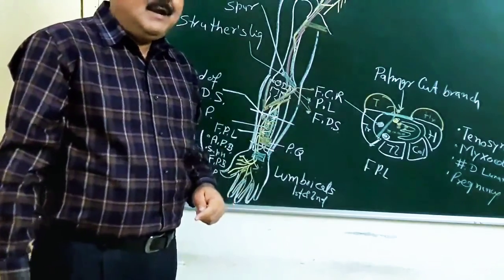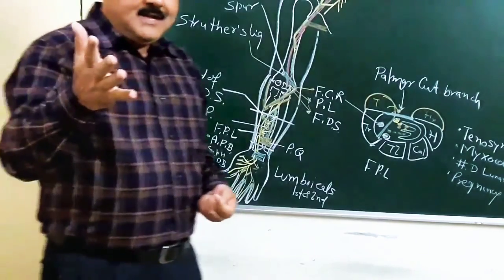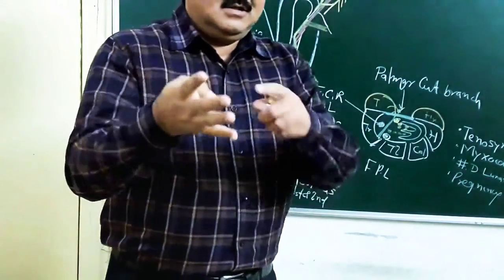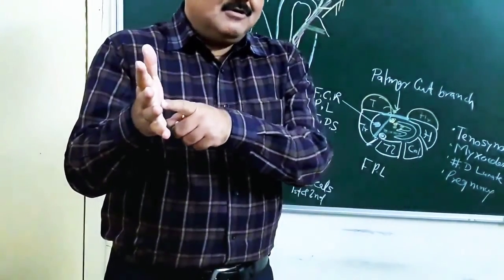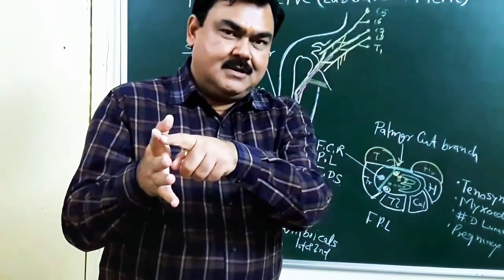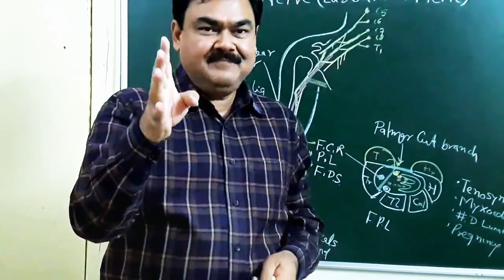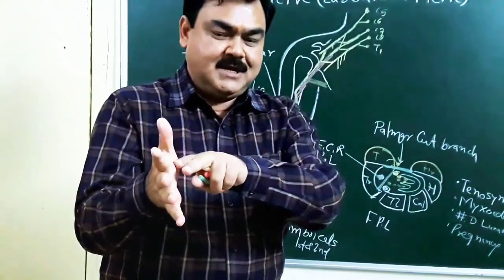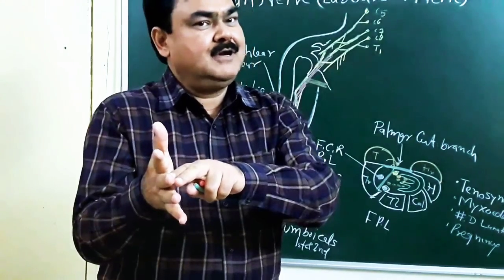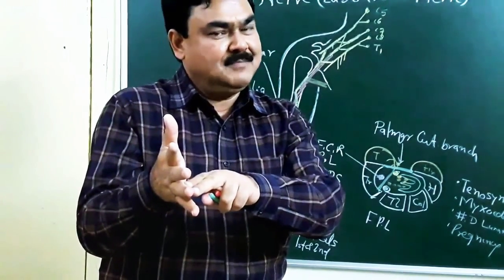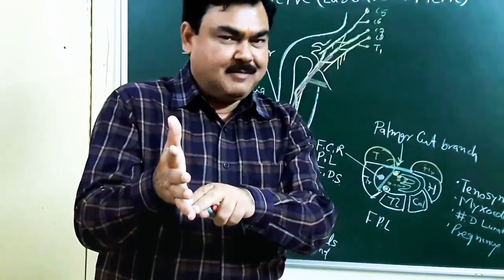benediction hand. What is benediction hand? Here are these 4 digits, 4 fingers. There are flexor digitorum superficialis tendons and flexor digitorum profundus tendons. Two tendons go to each finger: flexor digitorum superficialis and profundus for the index finger, superficialis and profundus for the middle finger, for the ring finger, and for the little finger.